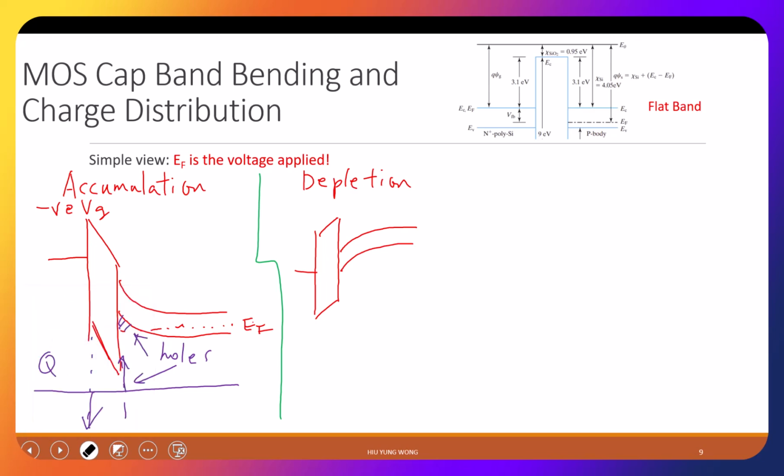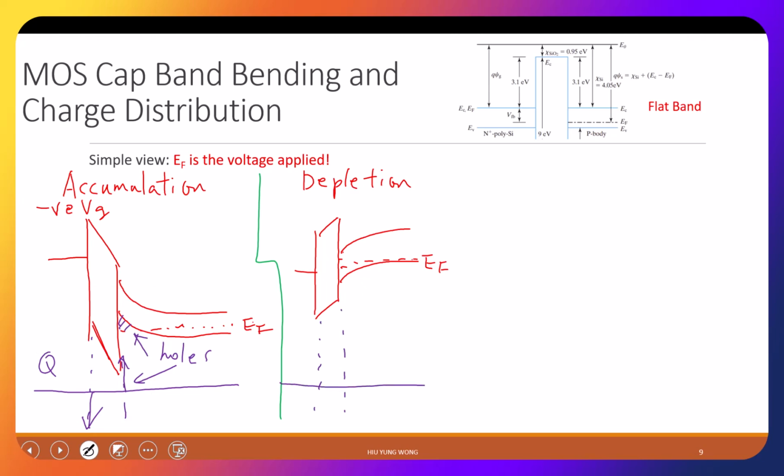Too much? You might have something not good. I did not draw it proportionally. You bend in this way, and this is the Fermi level. Now, in this region, the Fermi level is inside the band gap. So you don't have much hole and electron. On the other hand, you have the depletion charge.